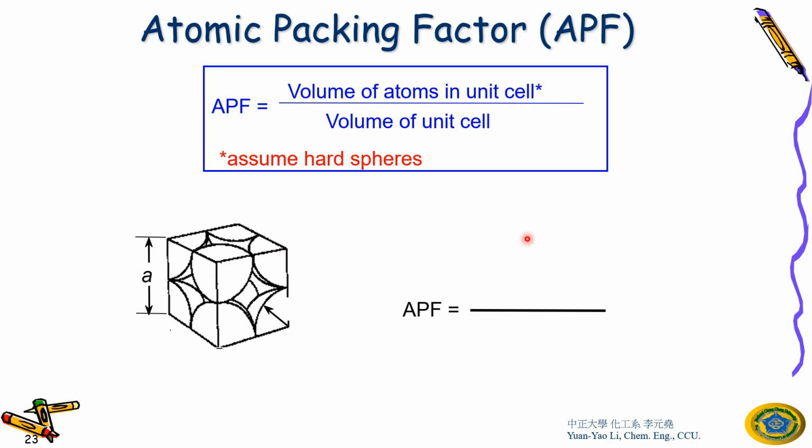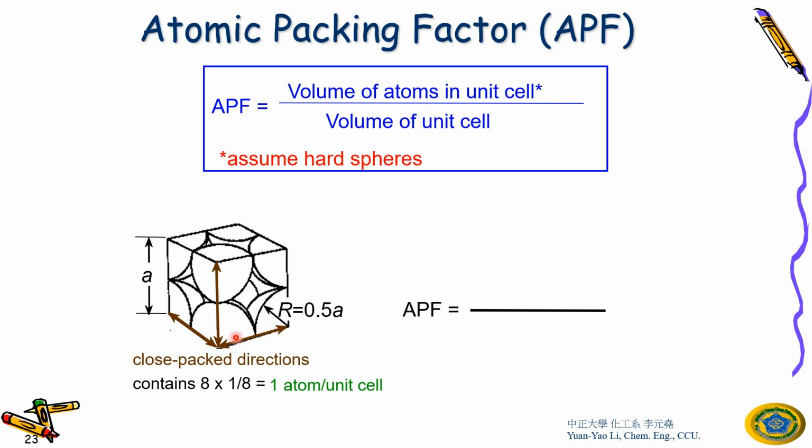So for example, this is a. This is half a, right? So R is 0.5a. So close pack direction, don't worry about this. You have 1 atom per unit cell, and that's why you have 1 here. And you need to calculate the volume of the atoms. What is the volume of a sphere? Please don't tell me you don't know. Okay, if you don't know, you go to high school. No, you go to junior high school.